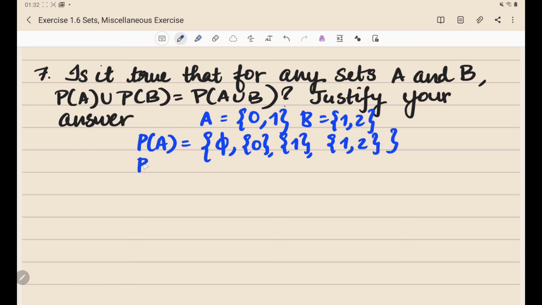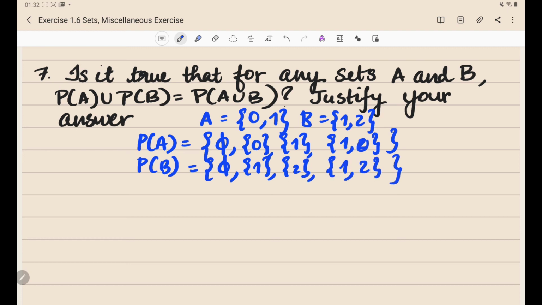Then what about P of B? P of B is equal to the empty set, again {1}, then {2}, and again {1, 2}. I made a mistake here, it is {1, 2} and not {1, 0}.